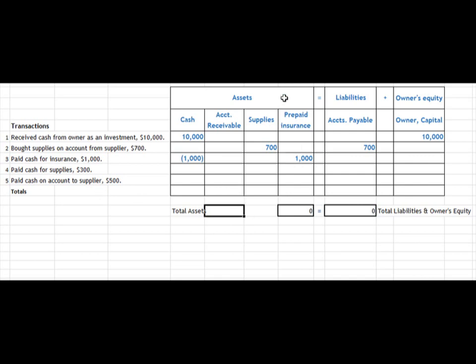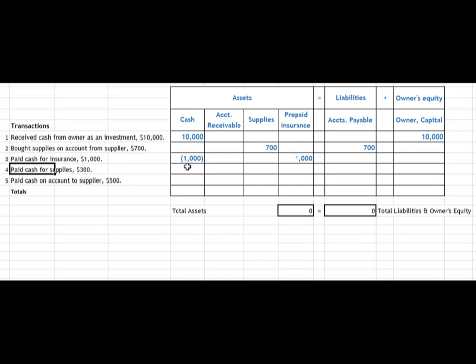As you can notice, the asset, which is on the left side of the equation, is still equal to the right side of the equation for the liabilities and owner's equity, since there's no effect on the two parts of the equation. So as you can see, the asset will be zeroed out, like there's no effect on the asset amount.